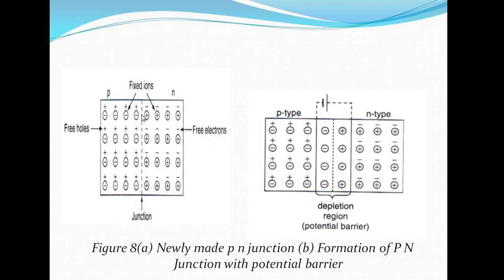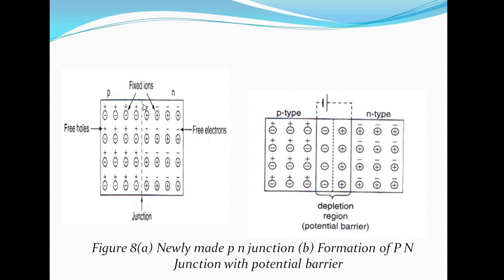When these two are in contact, the circles are immobile ions or fixed ions. On the top side, this one is positive. On this side, the circles are immobile positive charges. These are electrons; this loses an electron, that's why it becomes positive. The free charge carriers in the p region are holes, and in the n region the free charge carriers are electrons.